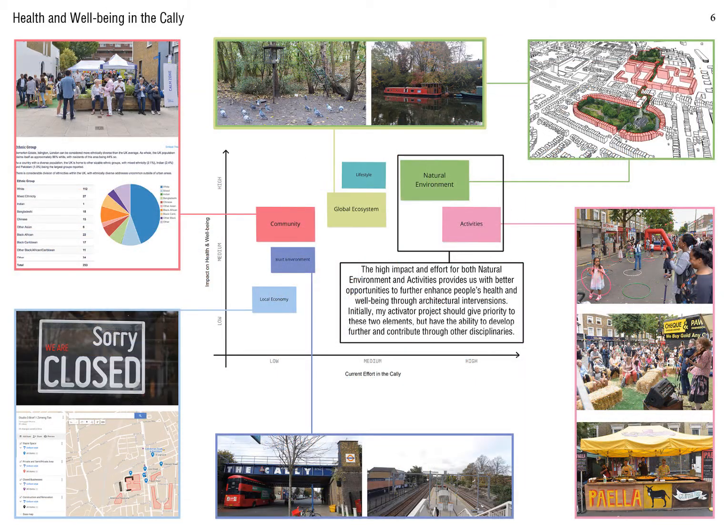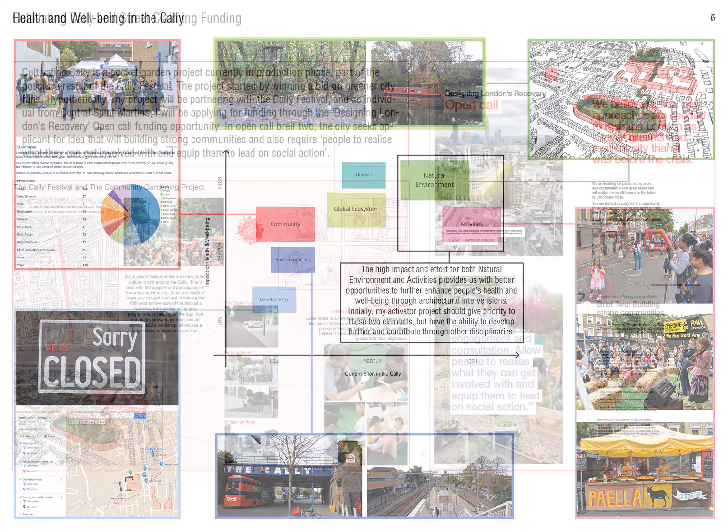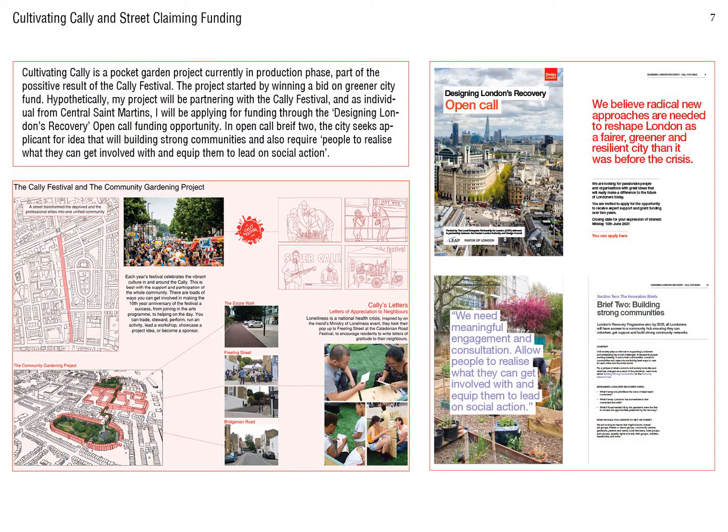So then I looked at the current state of health and well-being in the Cali and realized that it's best to improve the natural environment and provide lots of spaces for the community. And speaking about activities, one of the best examples is the Cali Festival.